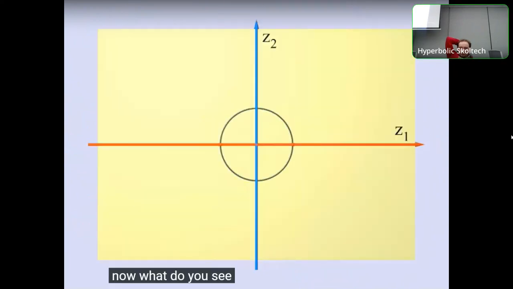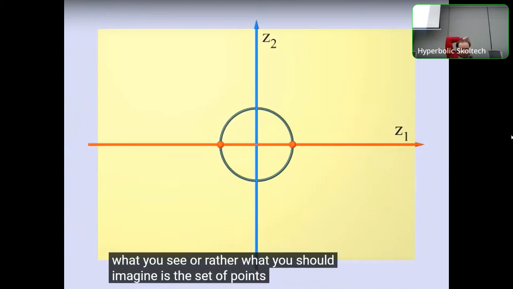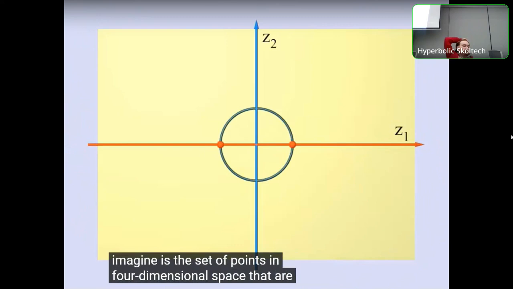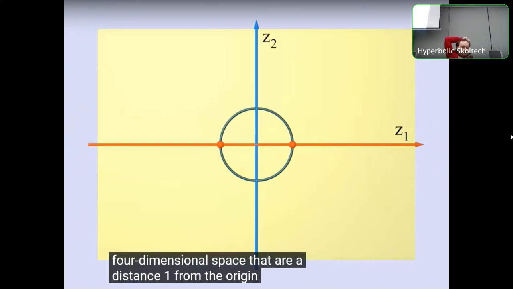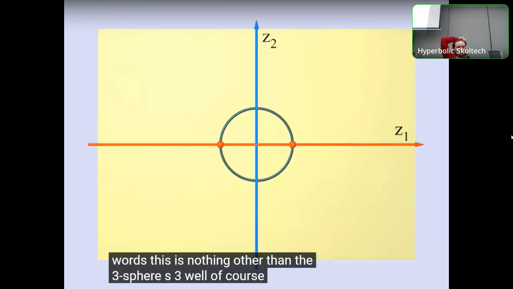Now what do you see? A circle? Yes and no. What you see, or rather, what you should imagine, is the set of points in four-dimensional space that are at a distance 1 from the origin. In other words, this is nothing other than the three-sphere, S3. Well, of course, you need to have a little imagination.